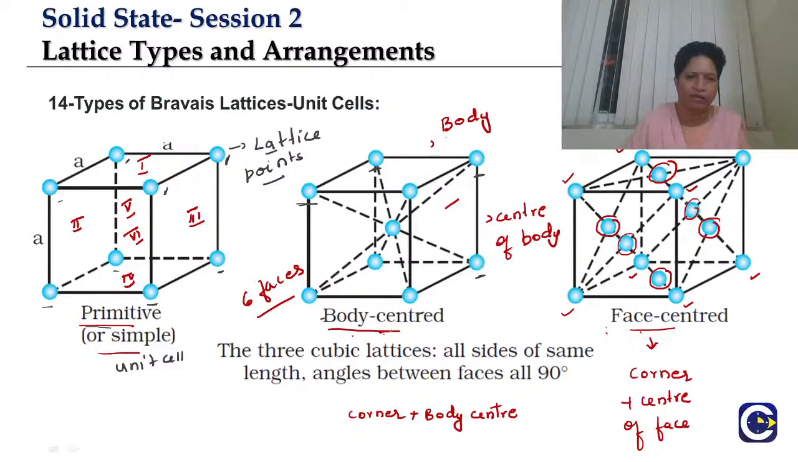You call it body centered when you have lattice points as in primitive, along with one at the center of the body. In case of face centered, along with the corners we will also have lattice points on all the faces that I have marked. So the basic difference between body centered and face centered is purely based on the lattice points. Let me proceed further.